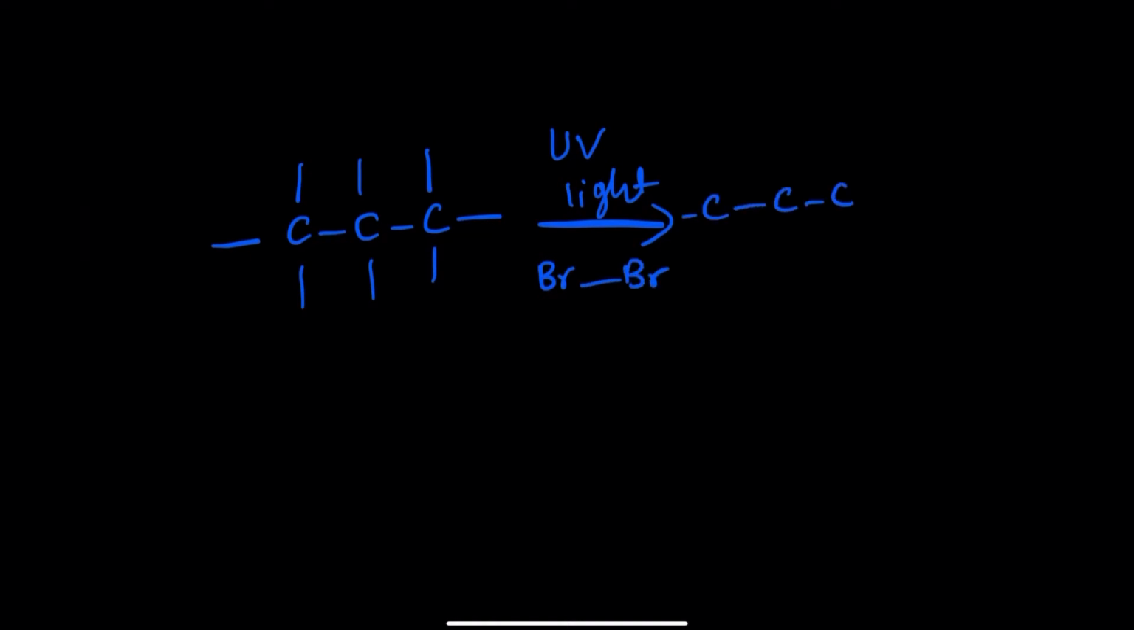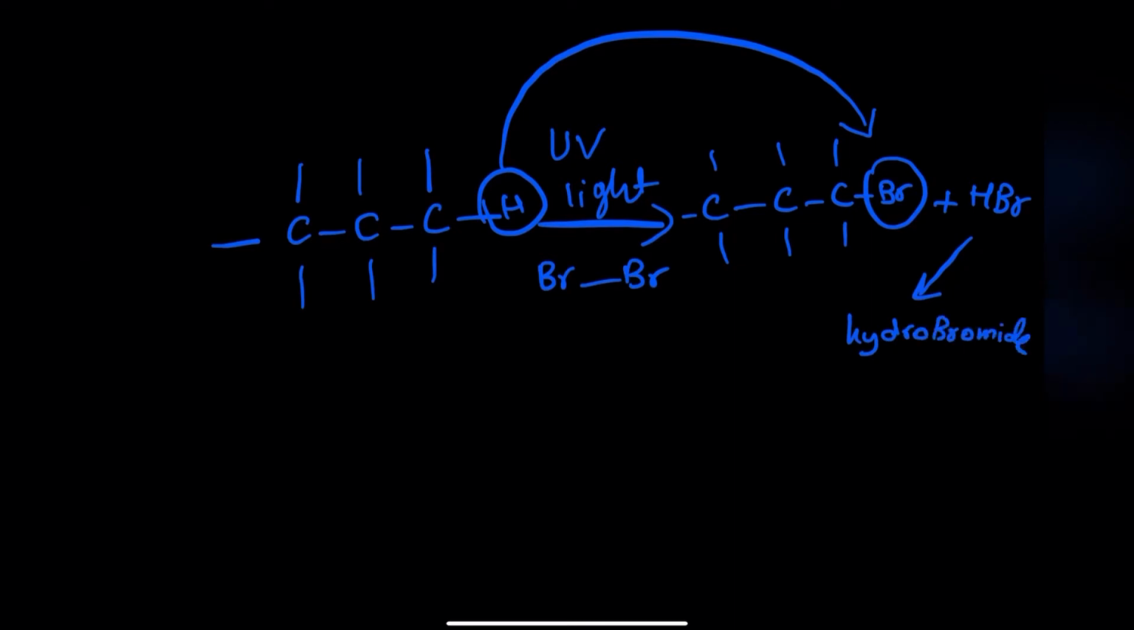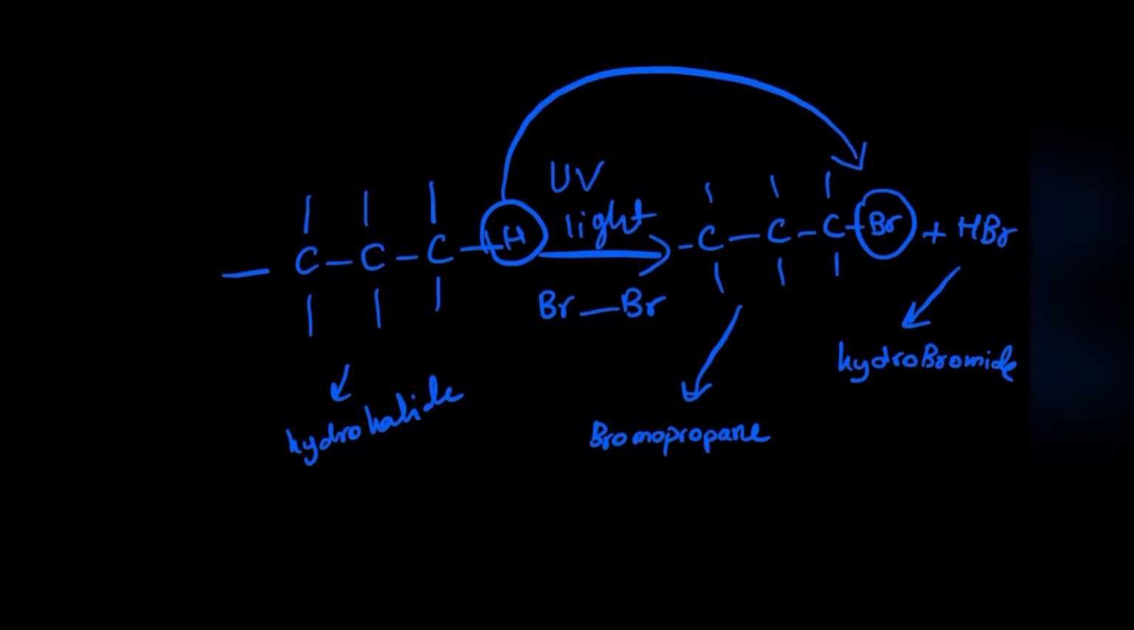During the process, one of the hydrogen atoms from the alkane is replaced by one of the halogen atoms. As a result it forms bromopropane. And the other atom of halogen will bond with the hydrogen that was replaced. This leads to the formation of the byproduct hydrohalide. In this reaction the hydrohalide is hydrogen bromide. This was just a simple substitution reaction.